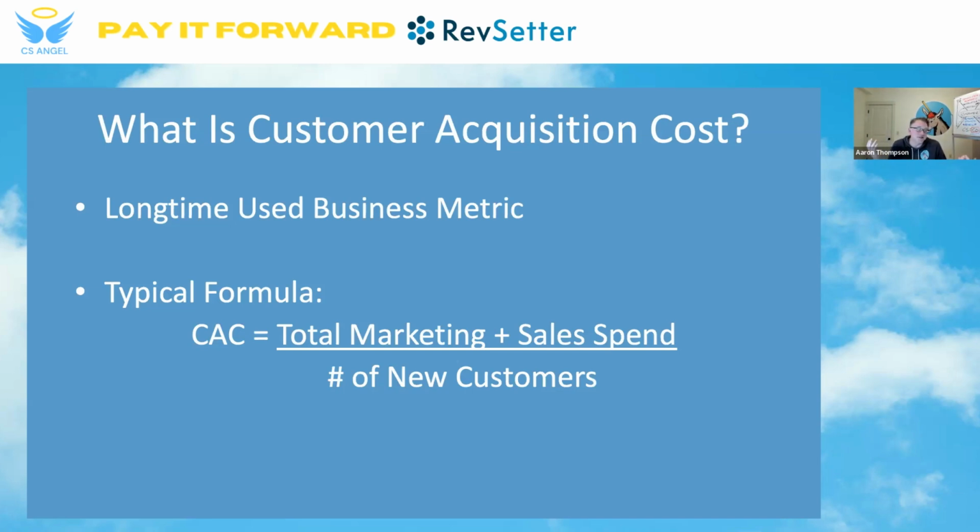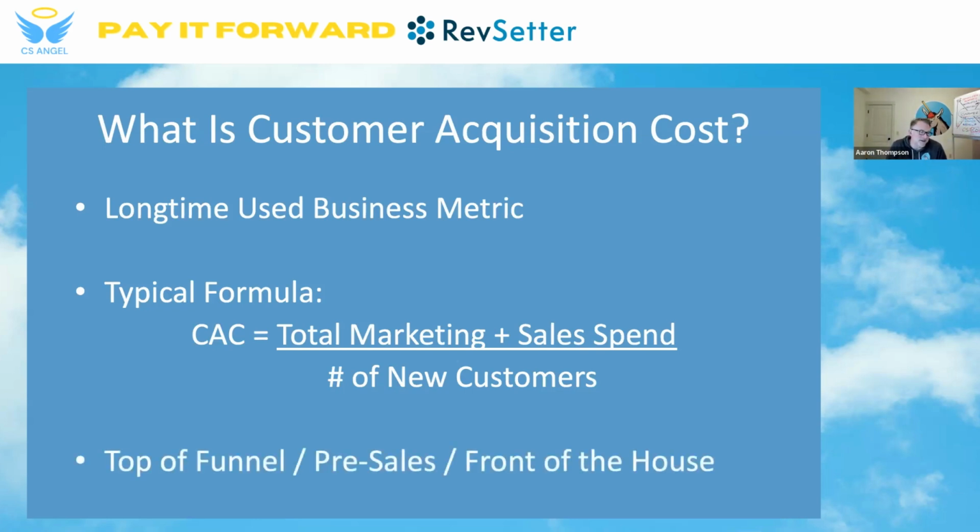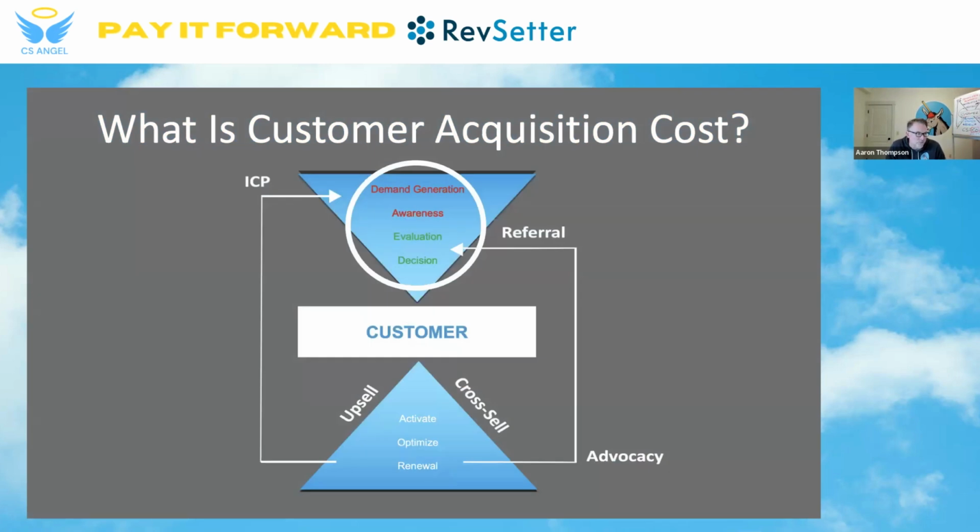But what you do is you just simply sum those two up and then divide them by the total number of new customers that you achieved in whatever period of time frame that you would like. So basically, it's everything at the top of the funnel. Pre-sales, front of the house, whatever you want to call it, otherwise known as that right there.